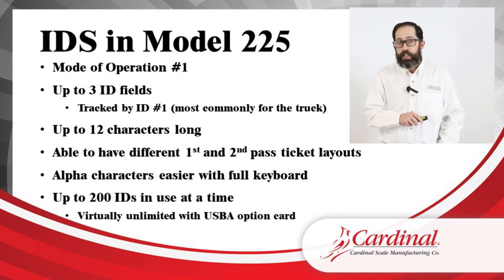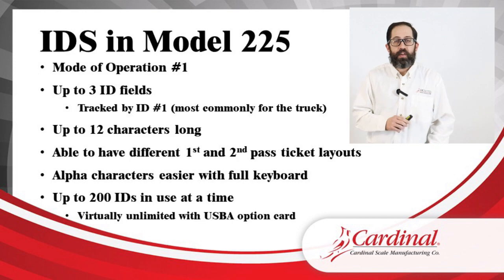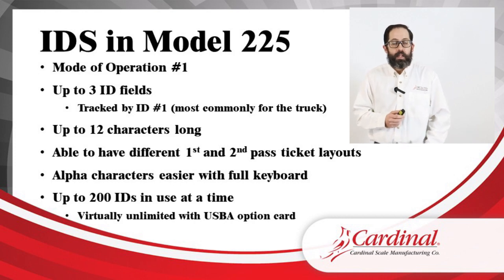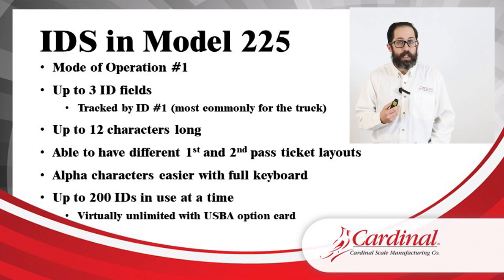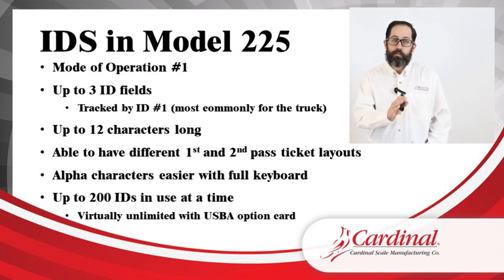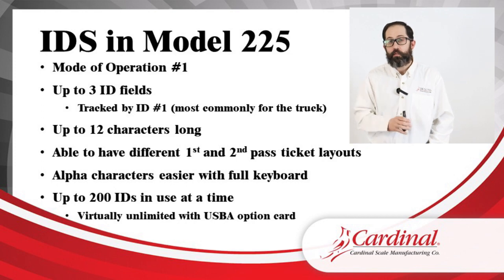We saw on the 210 towards the end that the ticket layout was the same for the first and second pass. The 225 gives us the configurability to have a completely different layout for the first pass than the second pass. This allows us to have maybe information printing on a pre-printed ticket where the first pass information needs to go in one place and the second pass information needs to go in a completely different place on the weight ticket.